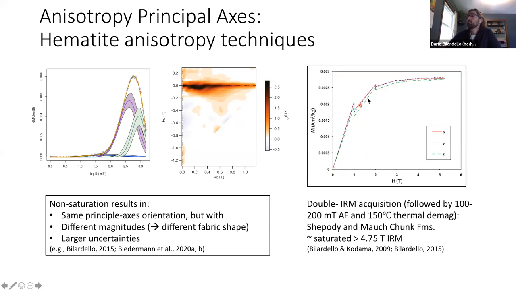And we observed that most samples for the Shapley formations and also for the Mauchunk red beds can be considered saturated above 4.75 Teslas. And I want to caution about the risk of measuring anisotropy in unsaturated samples, because what typically is observed is that you do see the same orientation in the anisotropy principal axes, yet their magnitude will be different. And so you typically end up with more prolate fabrics, which will result in larger than expected inclination shallowing corrections.